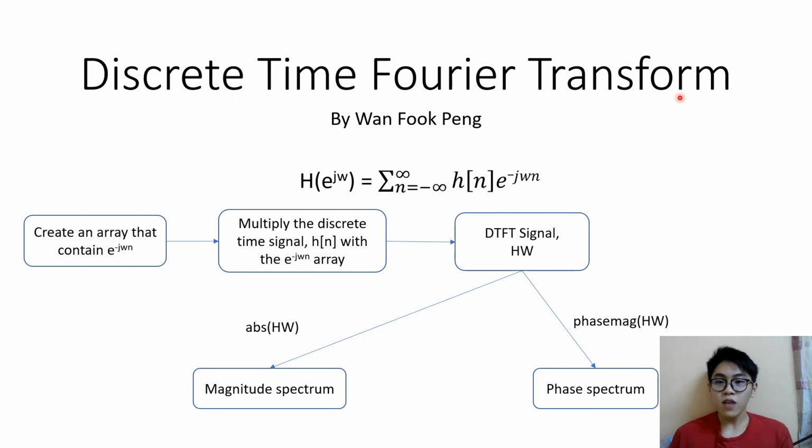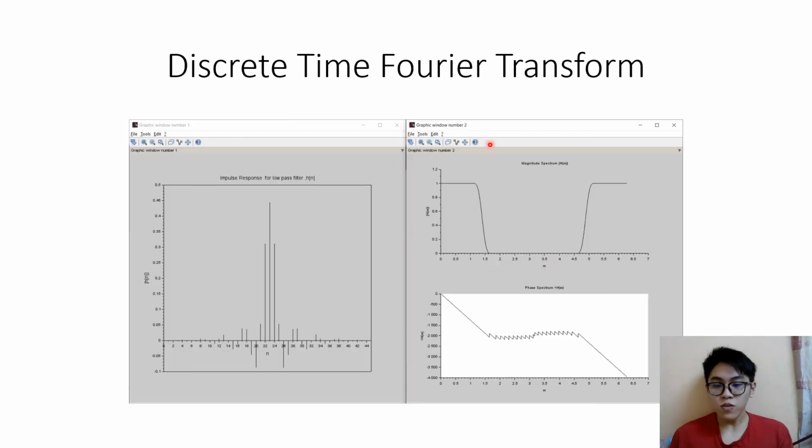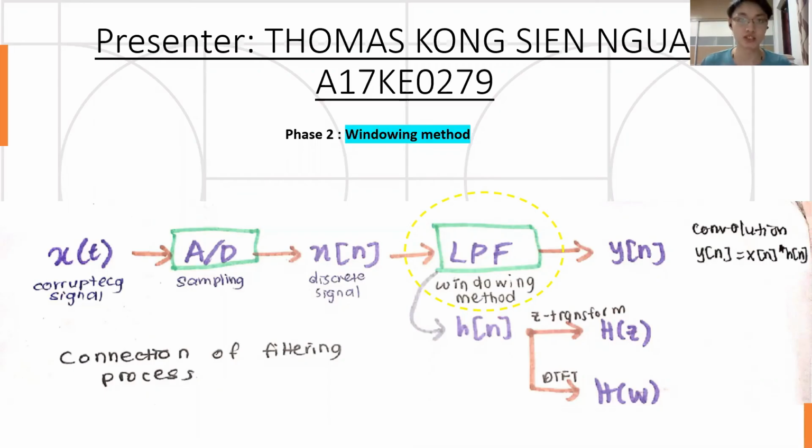To perform discrete time Fourier transform, first create an array that contains e to the power of negative j omega n, then multiply the discrete time signal Hn with the array, and finally use ABS to get the magnitude spectrum and phasemag to get the phase spectrum. As you can see, this is the example code that I run in Scilab. From the magnitude spectrum, we can see that this is a low-pass filter and everything after pi is a mirror image.